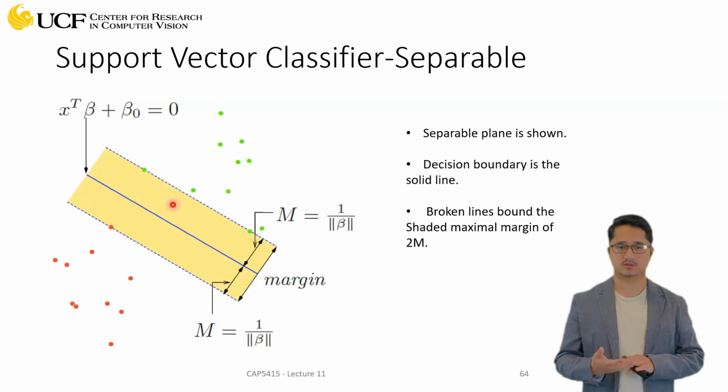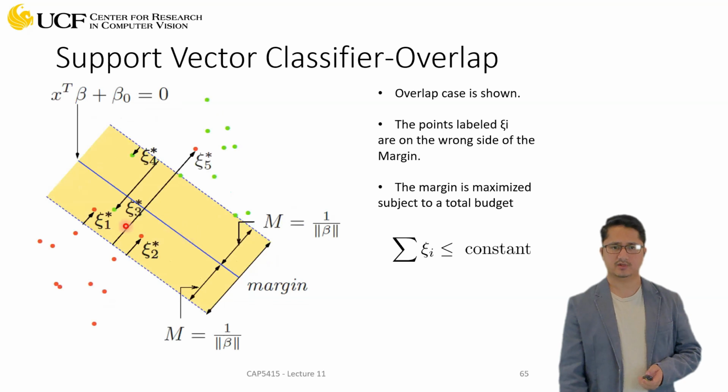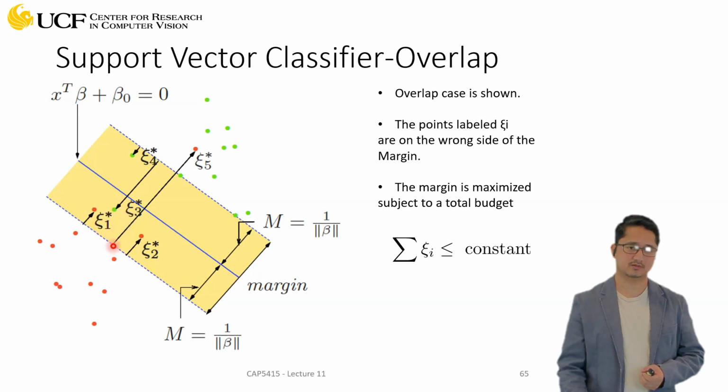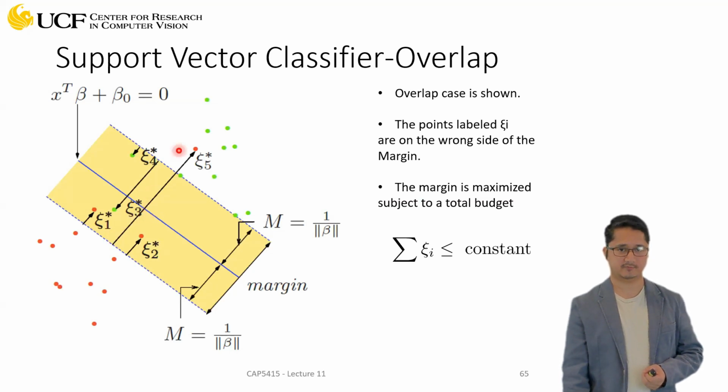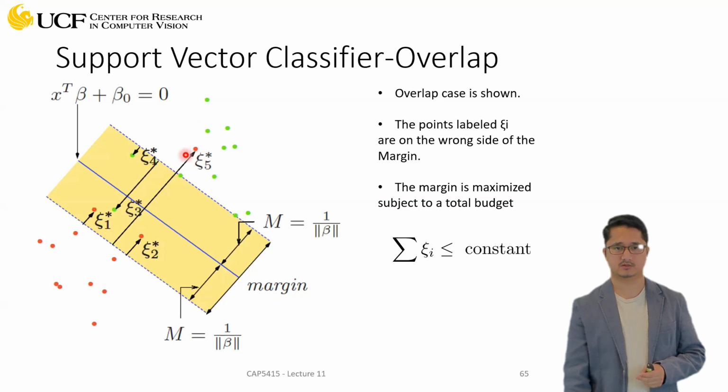But if it's a non-separable case, then what we can do is we can actually allow some of these samples to cross these boundaries. So what we do, we not just allow these samples to cross the support vectors, but we also allow them to cross the decision boundary itself. So in this case, you can see that you have a red dot over here, which is lying completely towards the green dots.